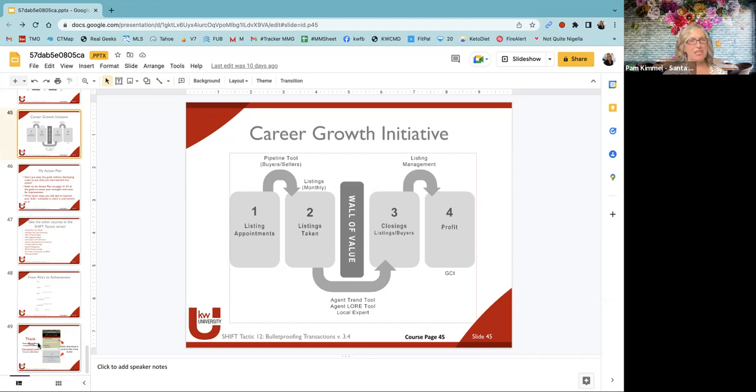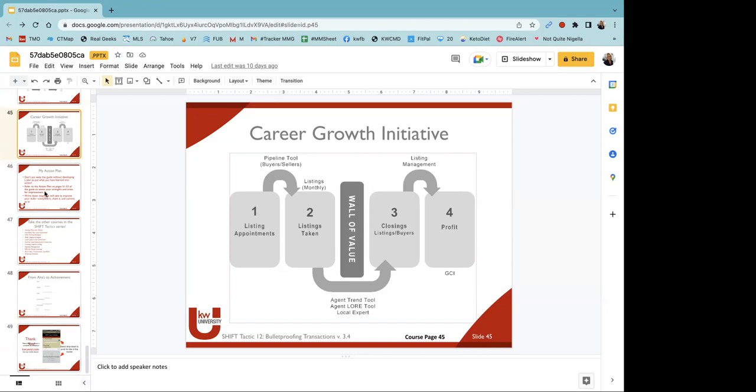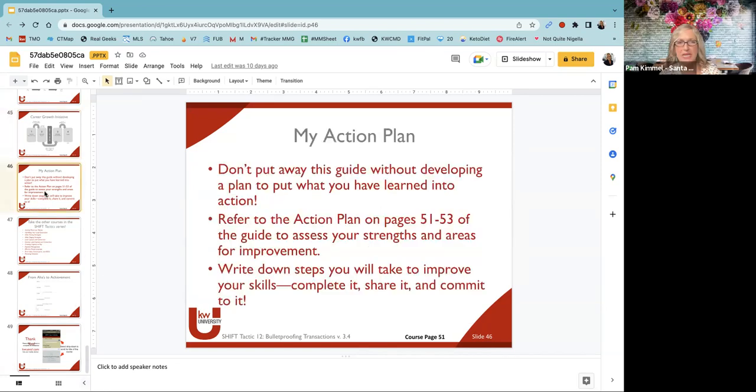Oh, thank you so much for that. Anytime, my darling. Your action plan. Don't put away this guide without developing a plan to put what you learned into action. Refer to the action plan on pages 51 to 53 and write down steps that you'll take to improve your skills. So from this today, what if you had to say one thing that you would do? I mean, what would that be right now?